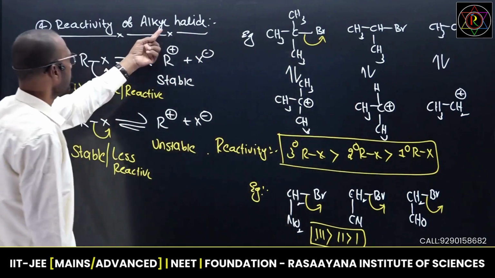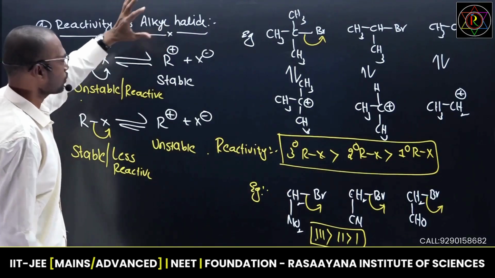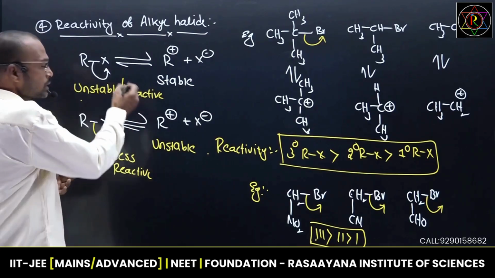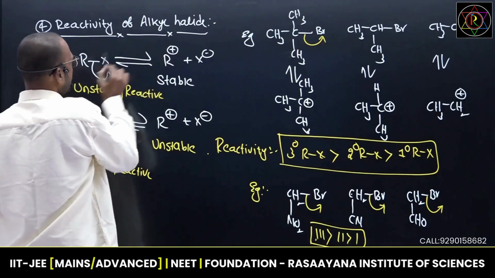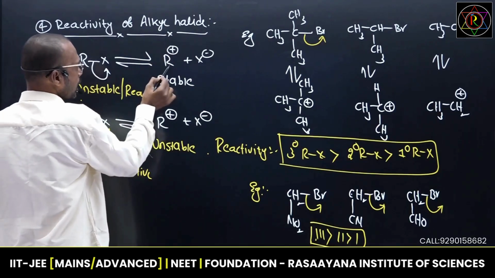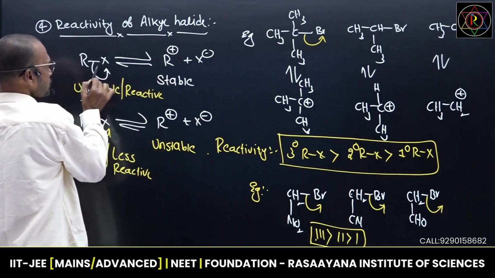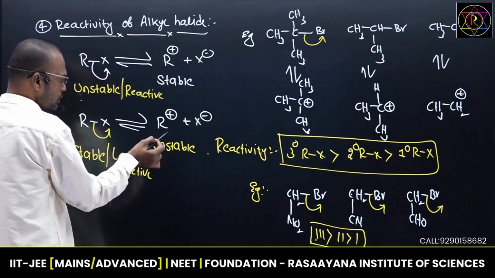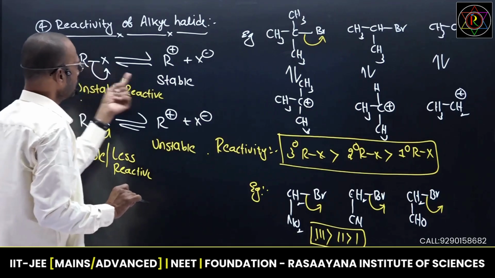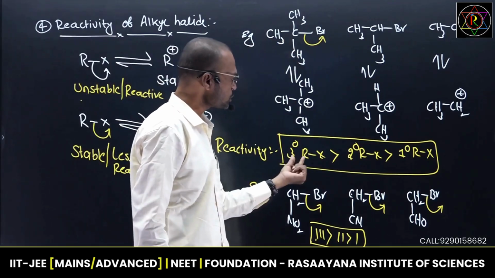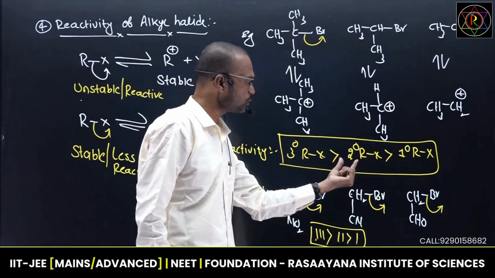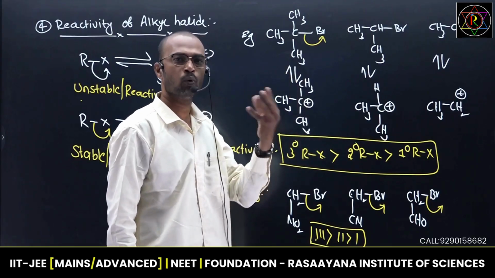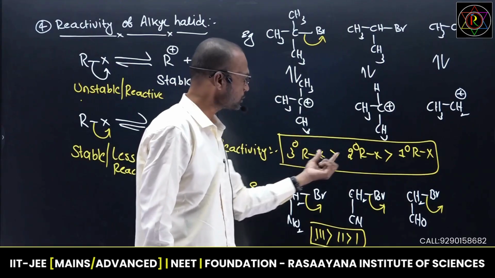Next, go for alkyl halide reactivity. If you know this point, you can understand selective carbon halogen dissociations clearly. Alkyl halide reactivity depends on carbocation stability after bond dissociation. If the cation is more stable, it is more reactive. If it is unstable, less reactive. So we know this cation, tertiary is more stable than secondary, secondary carbocation is more stable than primary. A more stable carbocation after ionization will give a more reactive alkyl halide. So tertiary is more reactive than secondary and primary.